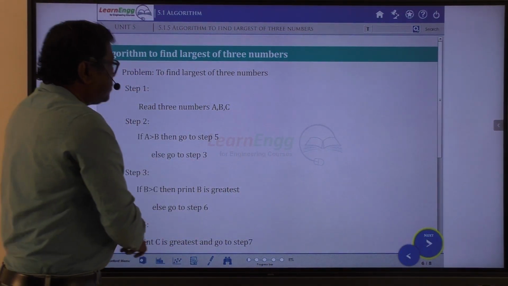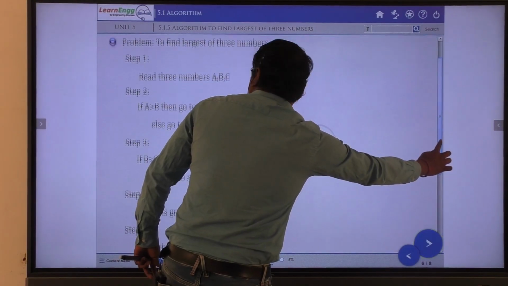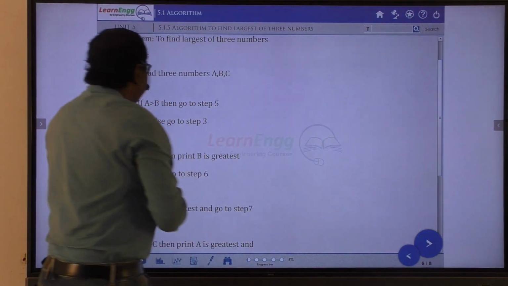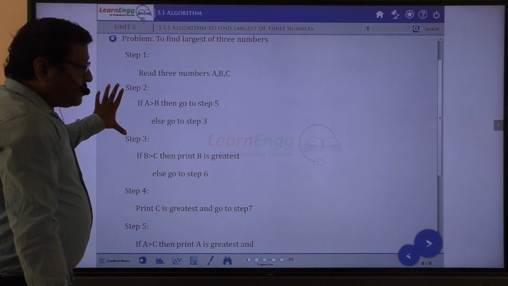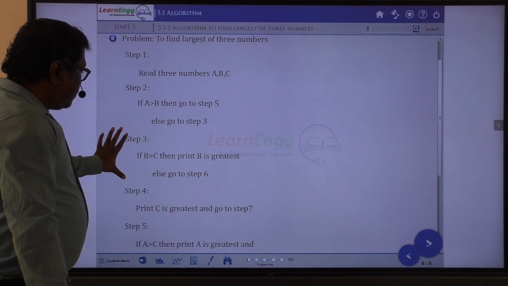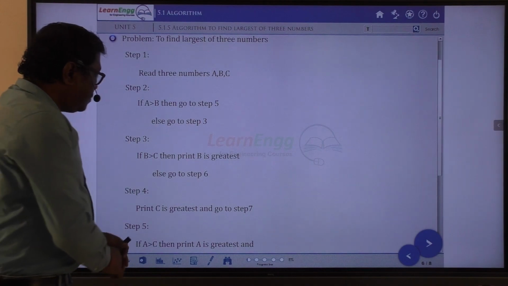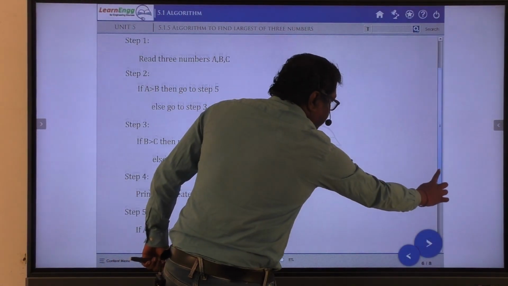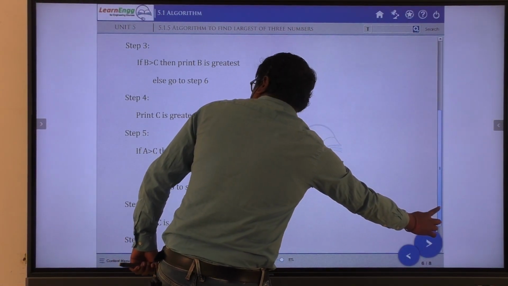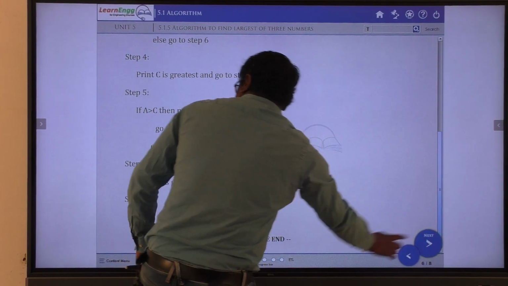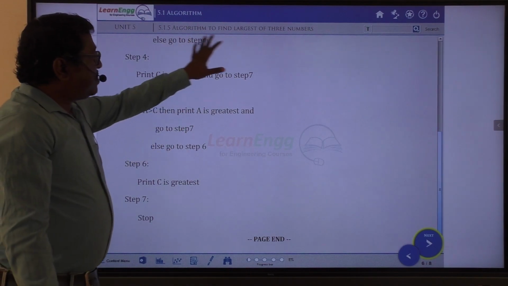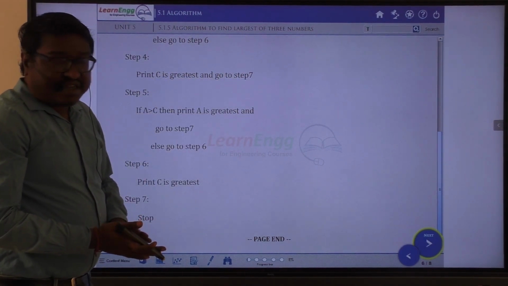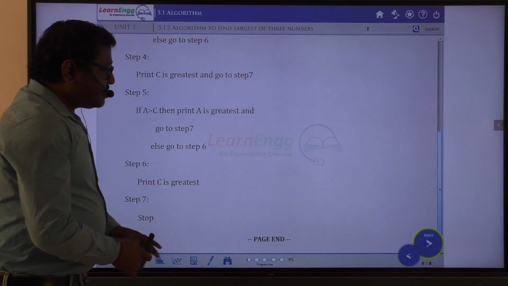Another example: what is the largest of three numbers? Step 1, you have to read three numbers. Then you give some conditions, and then in the next step you give further conditions. Then you understand that C is the greatest number. So you have to identify the problem, write the step-by-step process, then write the stop symbol.